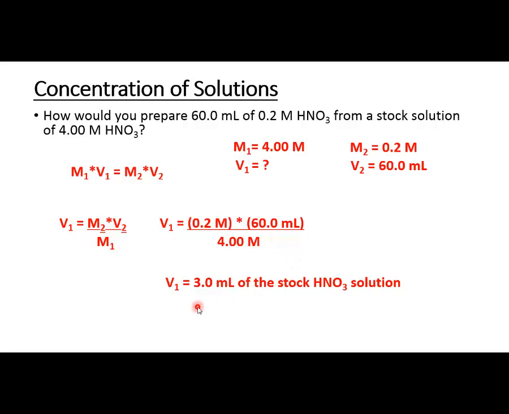I swirl that to dilute the solution, and then I keep adding my solvent, my water in this case, until I reach a total volume of 60 milliliters. The ideal situation would be if I had a 60 milliliter volumetric flask. If I don't, I might have to use a less precise device. I might have to use a graduated cylinder or another piece of glassware to gradually dilute to a total volume of 60 milliliters.